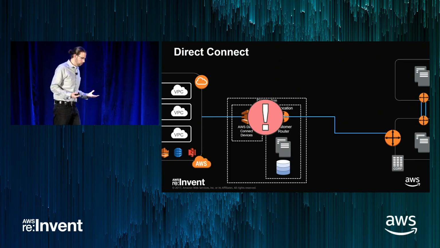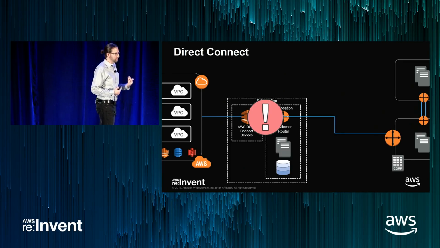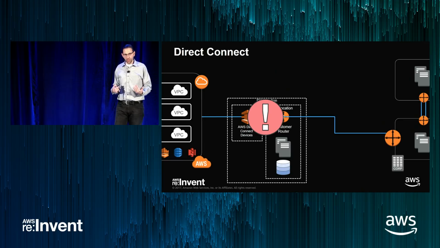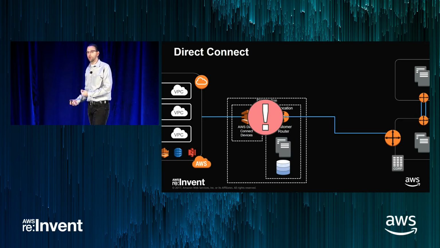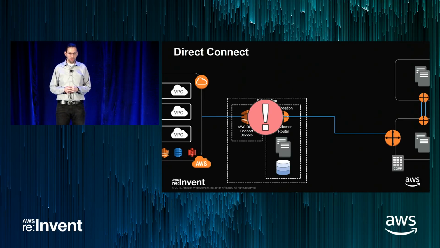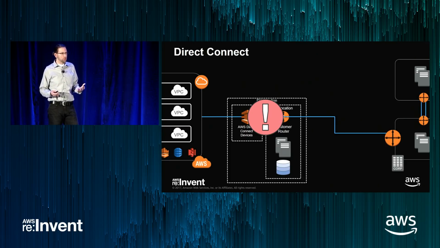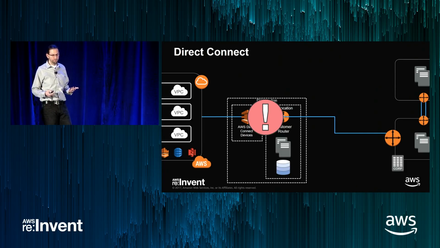And what is our goal? Our goal is to design connectivity that matches the level of resiliency that you have in your AWS workloads, right? So your AWS workloads are probably architected in a multi-AZ fashion. They're attempting to avoid any single points of failure.